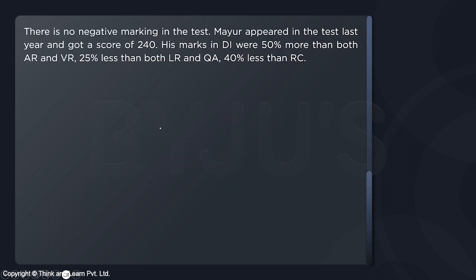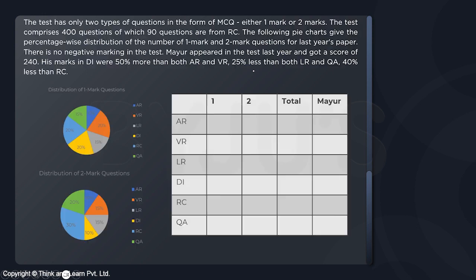So, there is another piece of information. There is no negative marking in the test. Mayur appeared in the test last year and got a score of 240. His marks in DI were 50% more than both AR and VR, 25% less than both LR and QA, and 40% less than RC. So I put all the data on one single page.